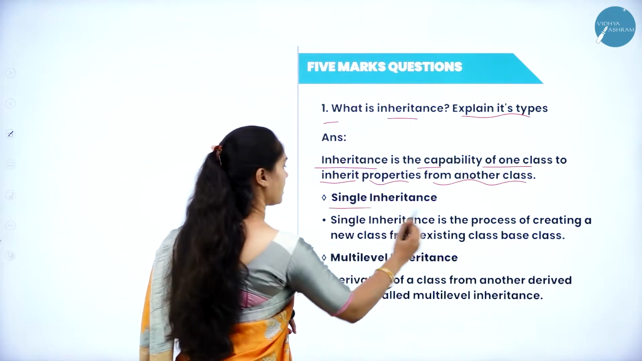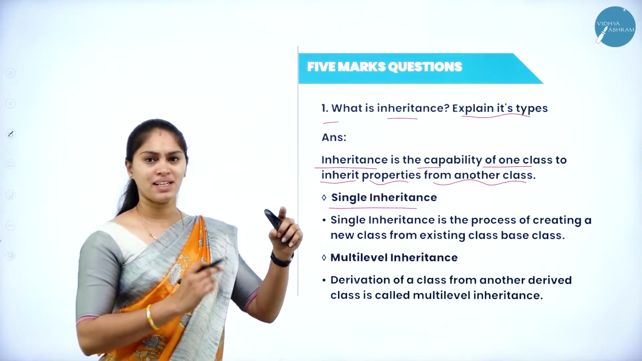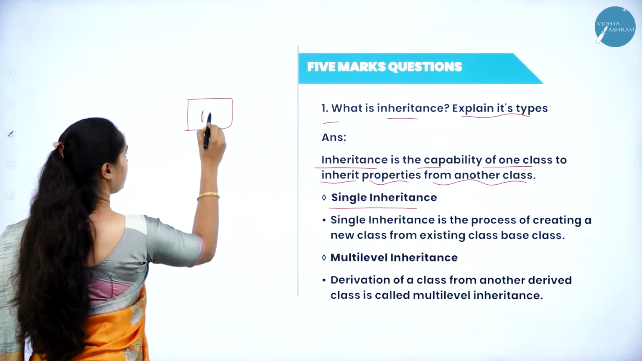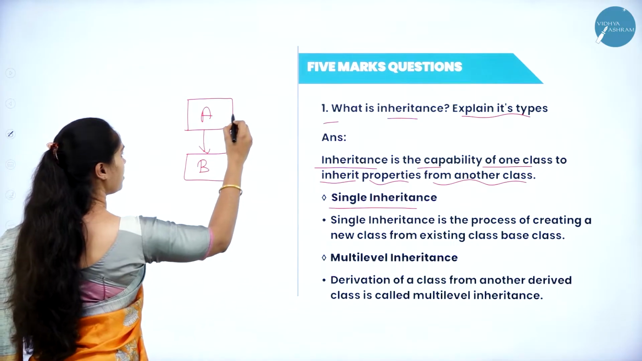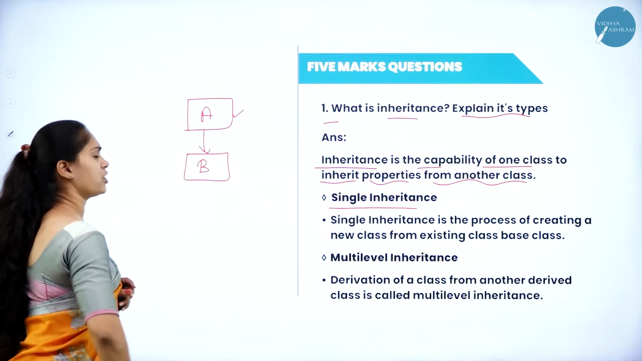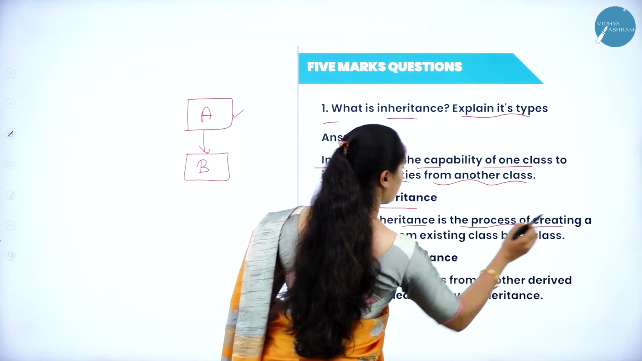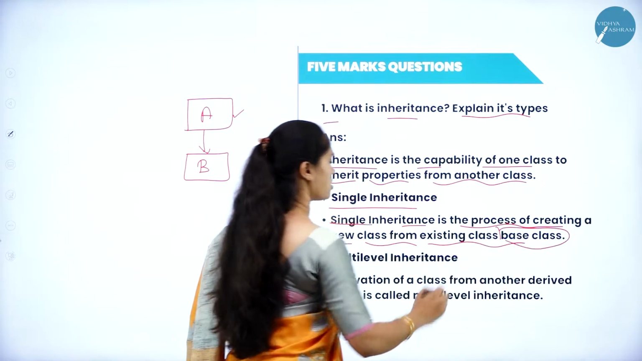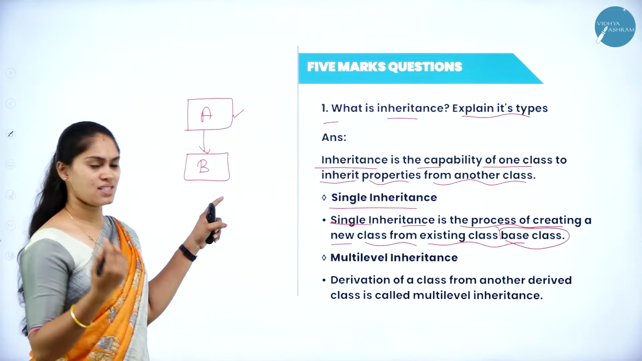Then what about single inheritance? As the name indicates, single inheritance has only one base class and only one derived class. You can consider A as the base class and B as the derived class. Whatever features I have in A will be copied to B. Single inheritance is a process of creating a new class from an existing base class. So we have only one base class and only one derived class in a single level.